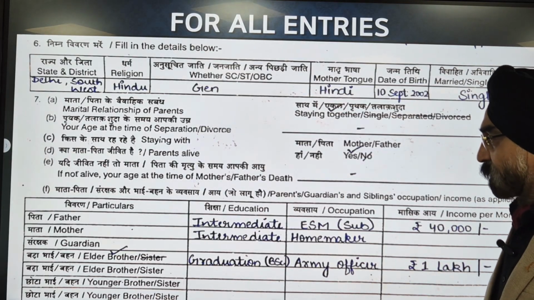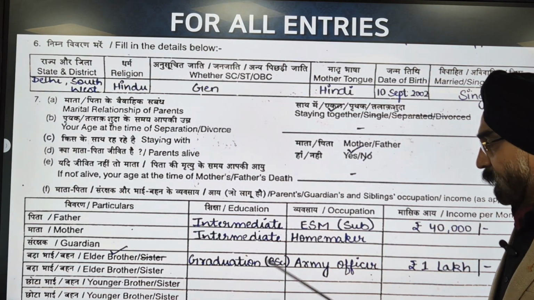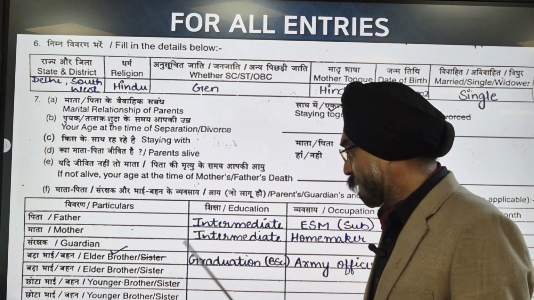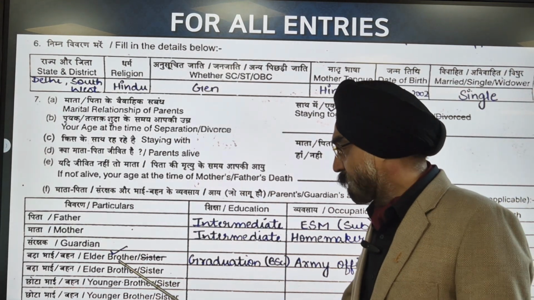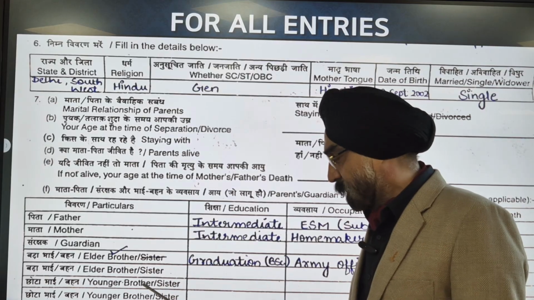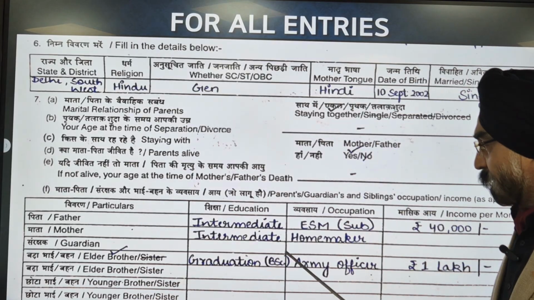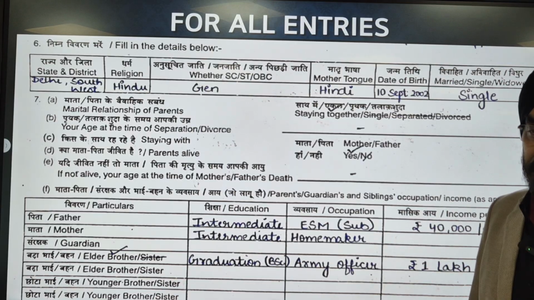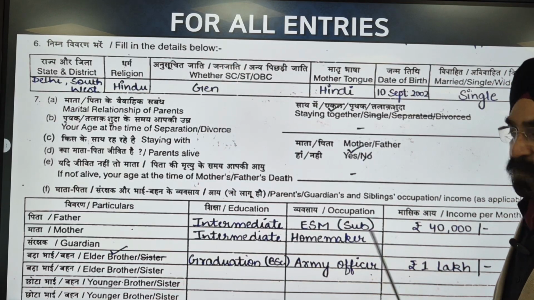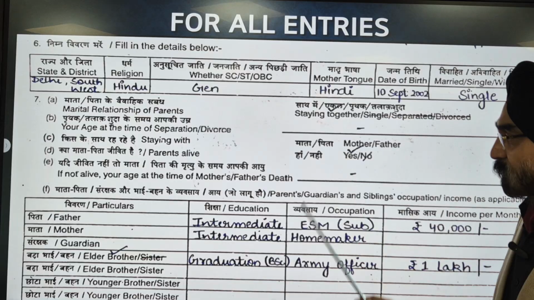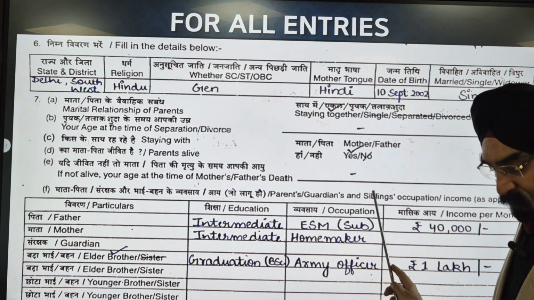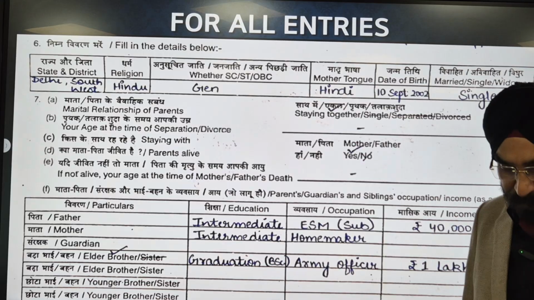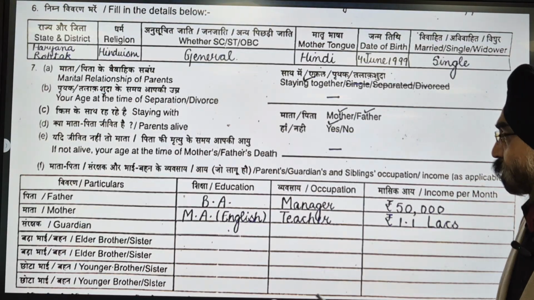After that are the details of your parents or guardian and your family members. Now here you have to tick which member you are talking about. Let's say your elder brother or elder sister, younger brother, younger sister. So tick accordingly and write their education, occupation, and their monthly income. So I hope this page is clear, serial numbers 6 to 7. Then we'll move on to the educational record, which is serial number 8 of the PIQ.